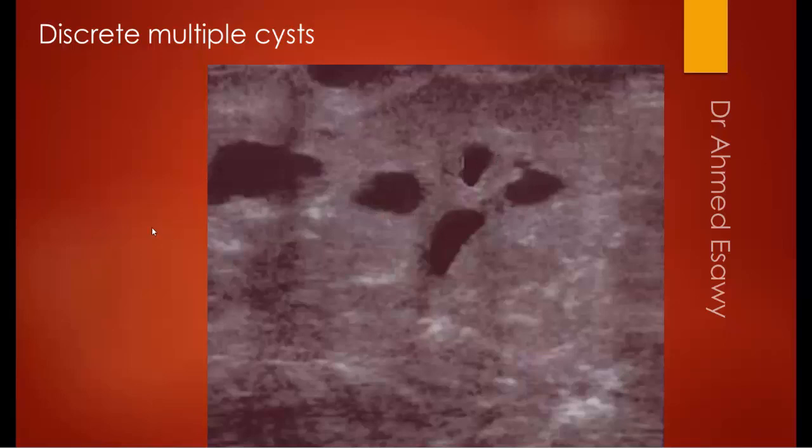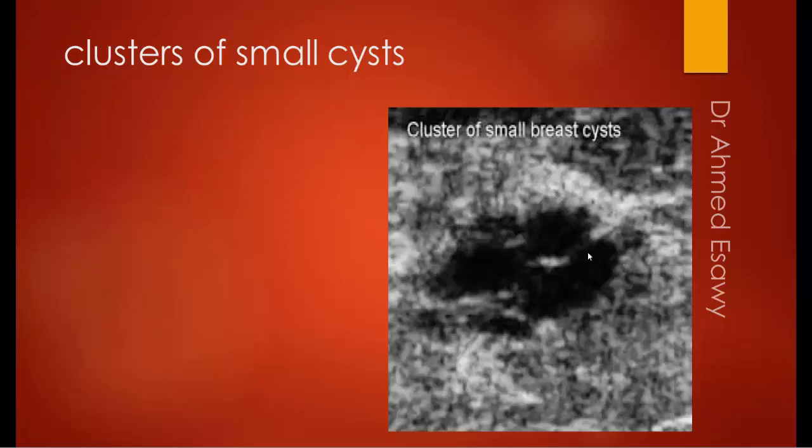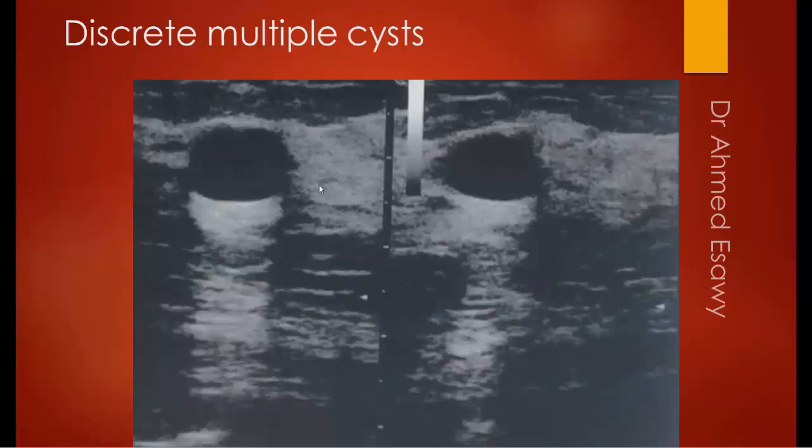This is fibrocystic change. Clusters of small cysts, one of the common presentations of fibrocystic change. Multiple cysts of different size and shape present in groups. Fibrocystic change may be a single cyst or multiple. The single cyst is fluid-filled, usually benign, thin-walled, regular, smooth, circumscribed, completely cystic, simple, with no solid component. Multiple cysts present in different areas.